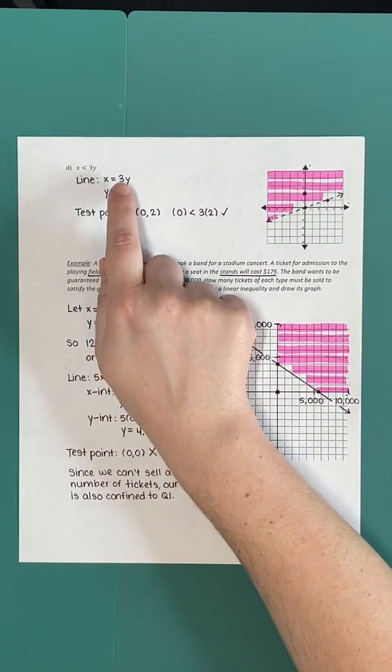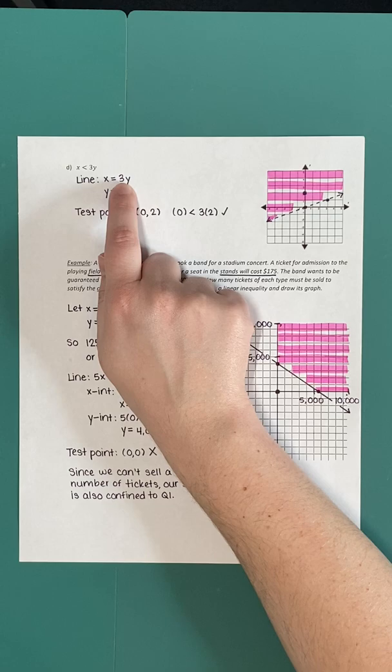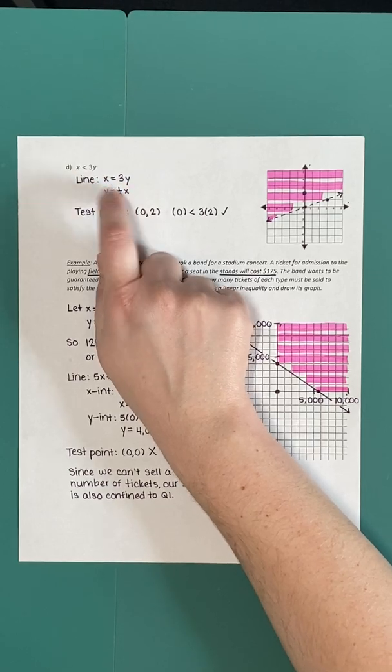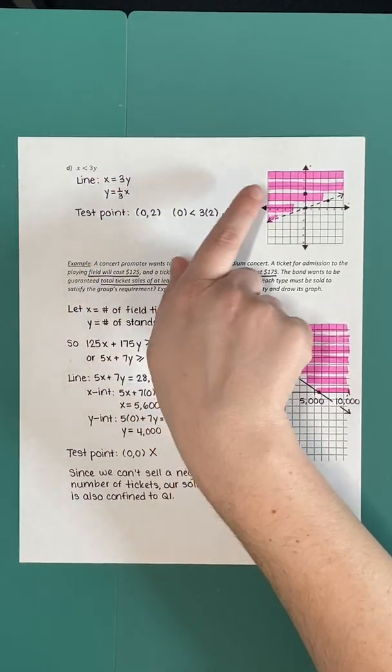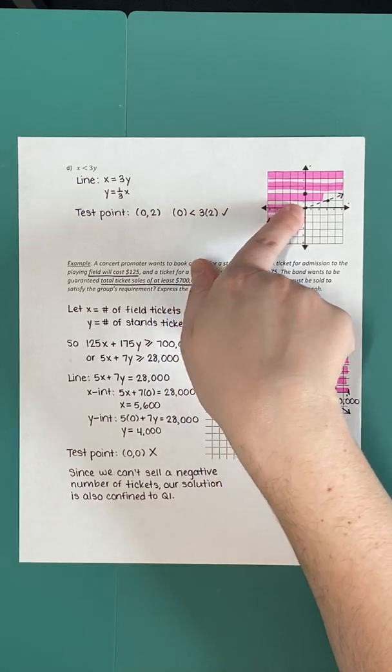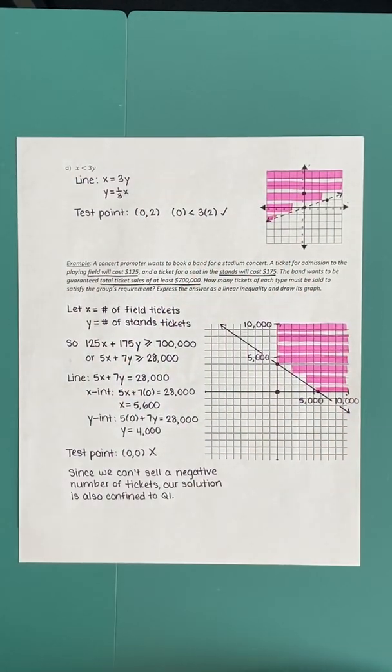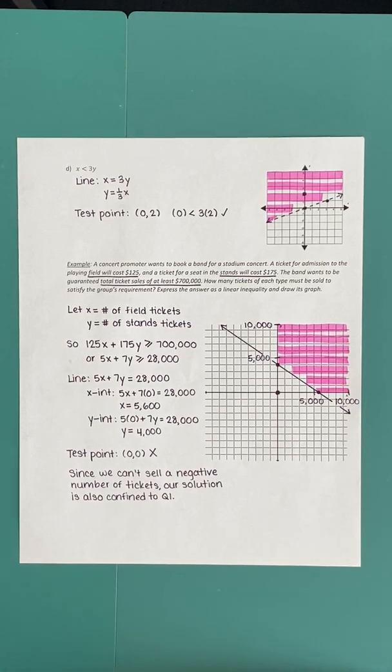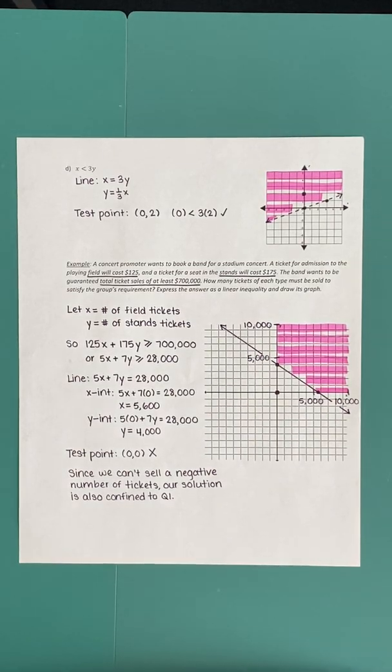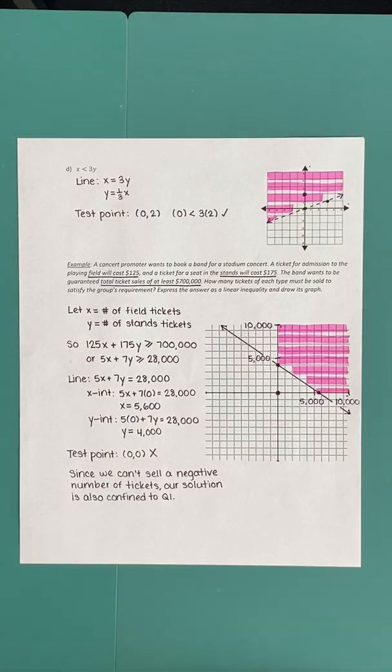Why does that work? Well, say x is 0 and you want to isolate y. Just divide out your 3. 0 divided by 3 is still 0. So 0, 0 is on this line. Now, 0, 0 is both an x-intercept and a y-intercept, which means if you try to find the y-intercept, you're not going to get any new ordered pair. X-intercept, y-intercept, they're the same.